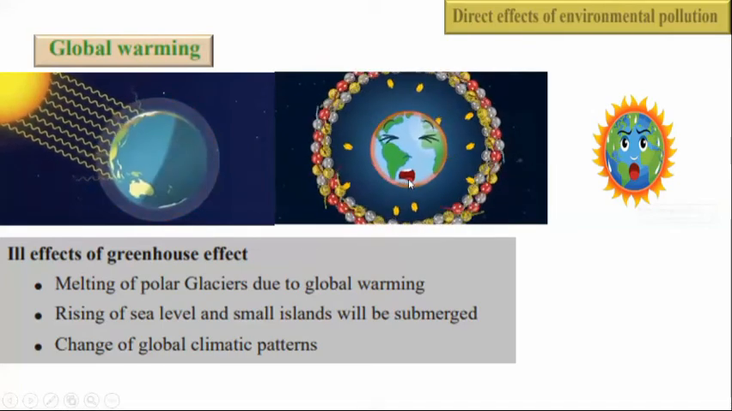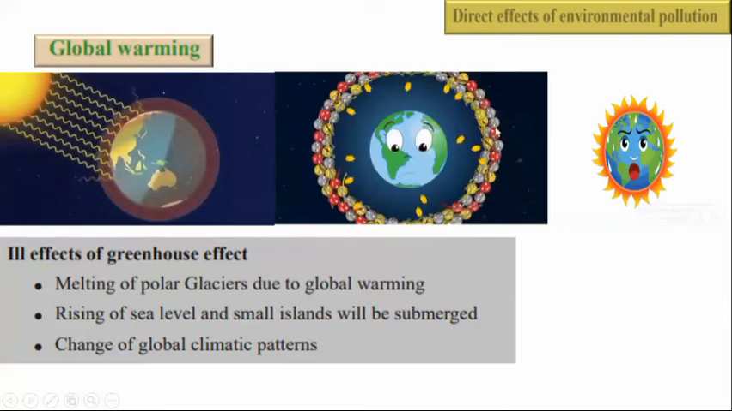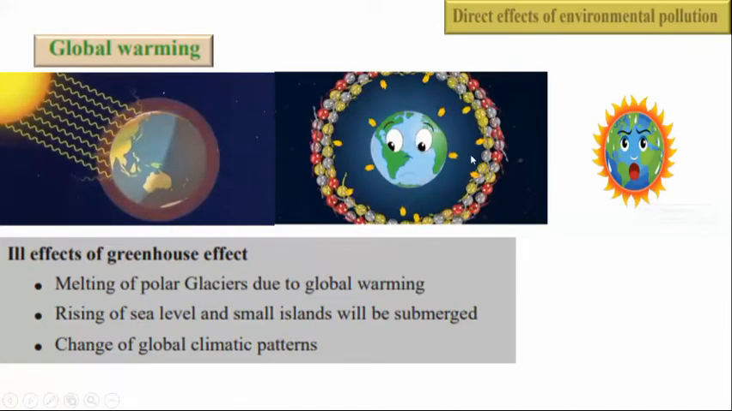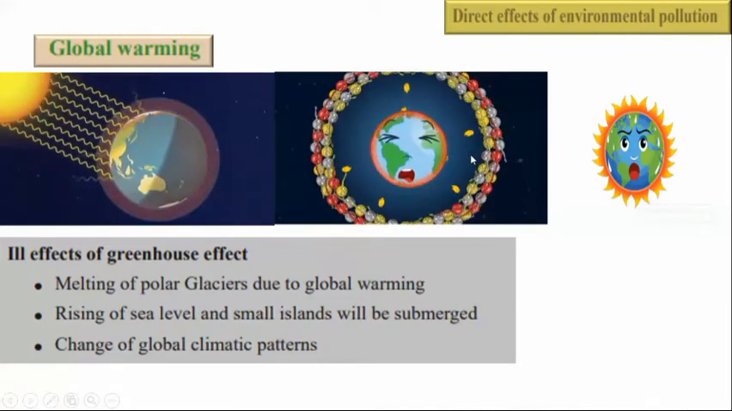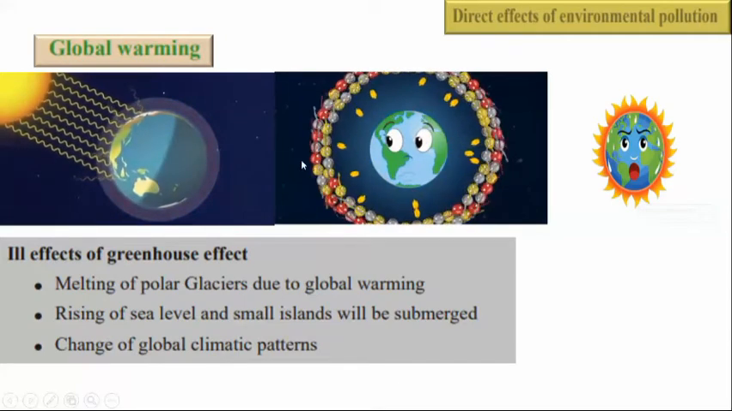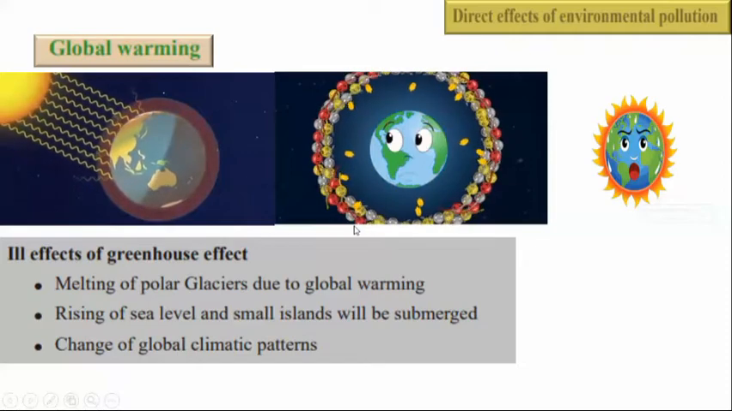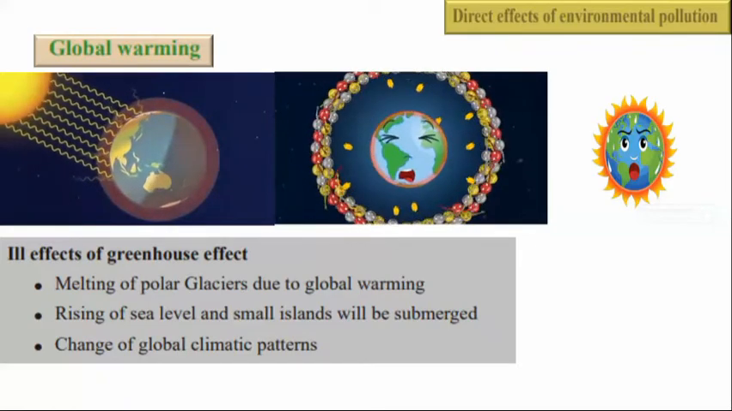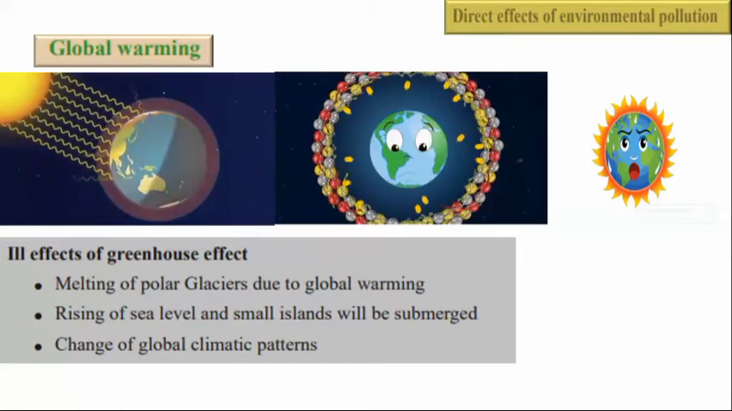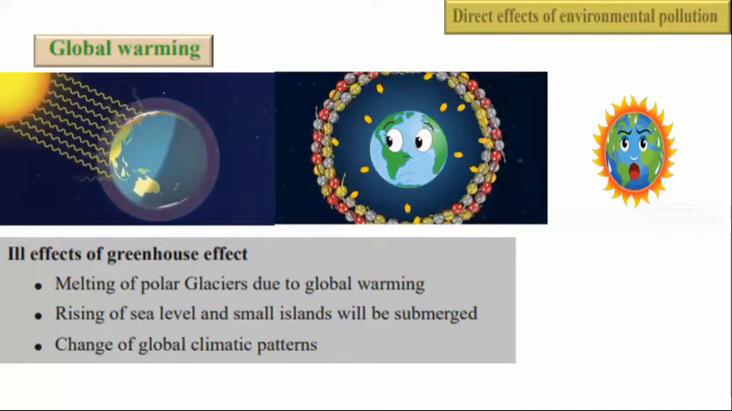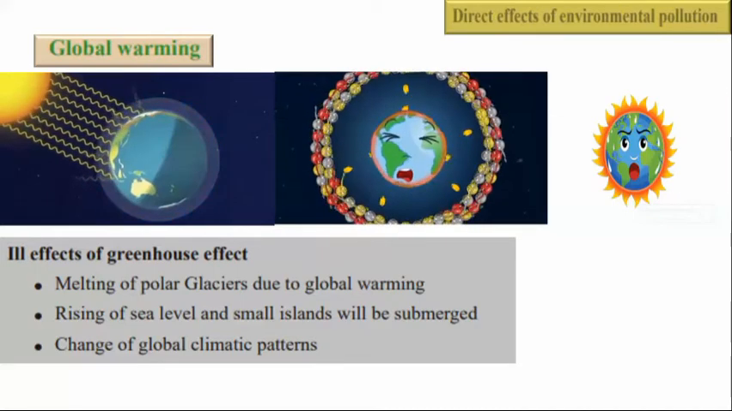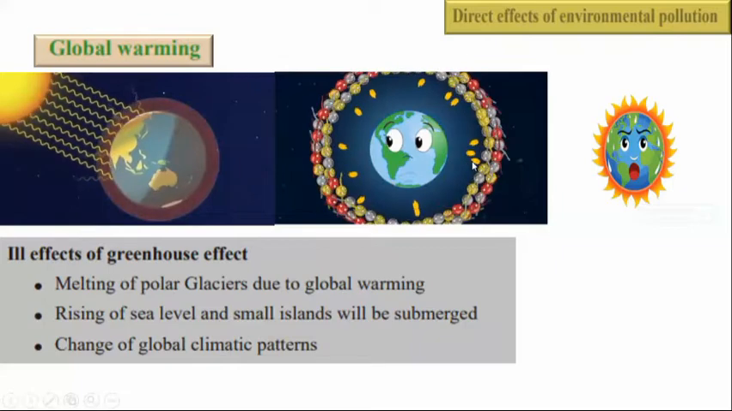Then what happens? Due to that, the earth gets warm, right? It warms the earth, so that causes global warming, right? When the greenhouse gases exceed their permissible level, the temperature of the atmosphere increases. So this causes global warming, right?